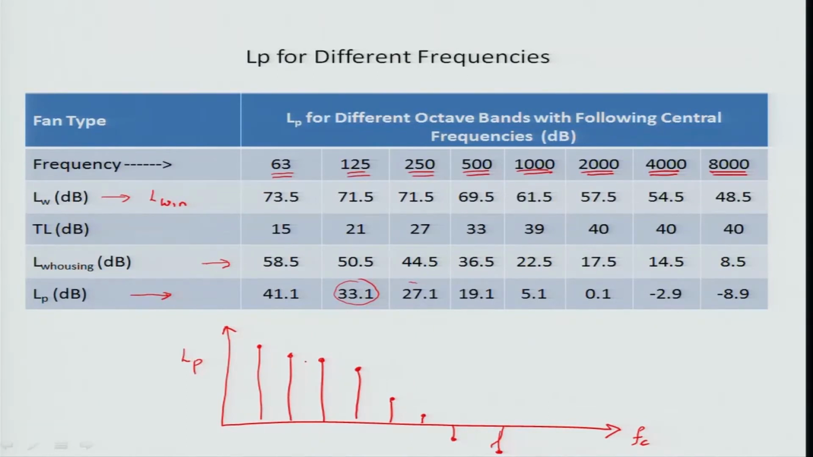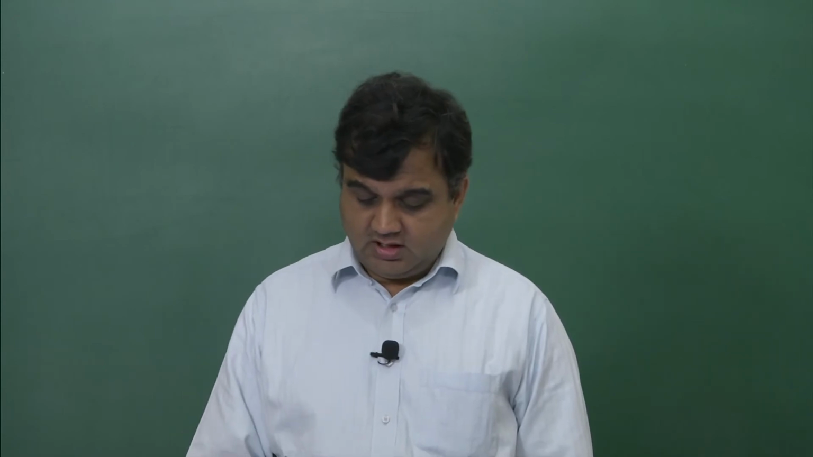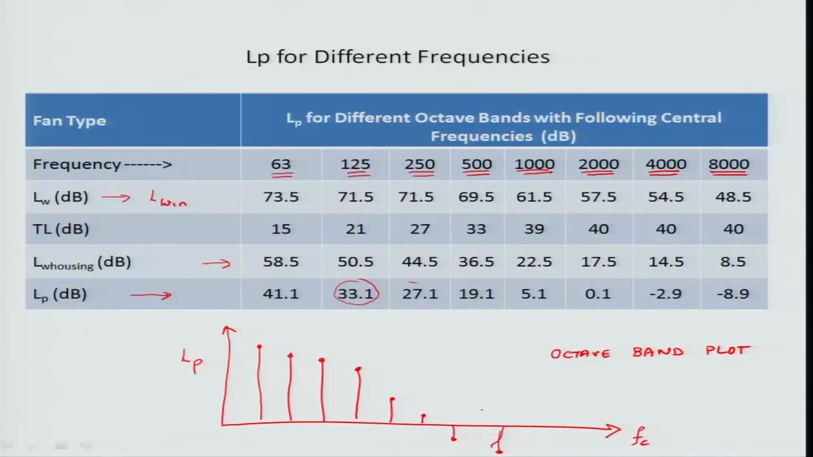This kind of plot is known as an octave band plot, where on the x-axis I have central frequencies of octave bands, and on the y-axis I have sound pressure level or sound power level or whatever. If these central frequencies belonged to 1/3 octave bands, it would have been called a 1/3 octave band plot. This is a term which comes very regularly in noise related work, so you should understand this.